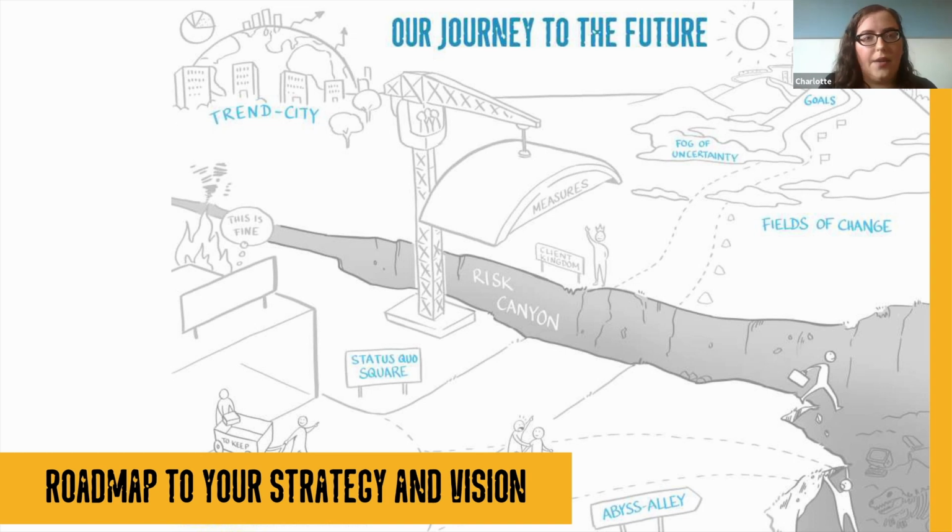And then there is this trend city on the upper left of the picture that shows what are the changes in society that influence your business. What are your competitors doing, for example? You can draw it there. And what is happening politically.